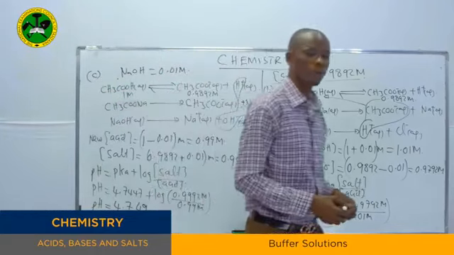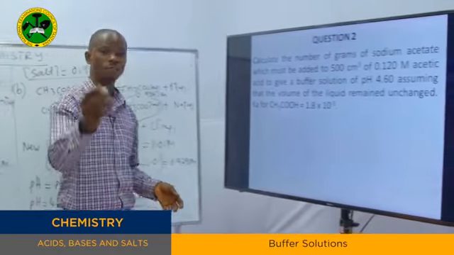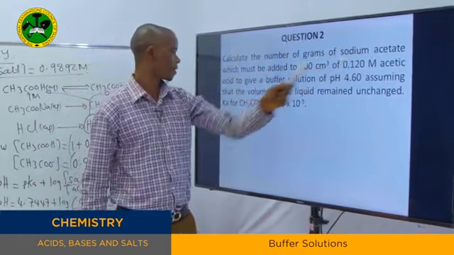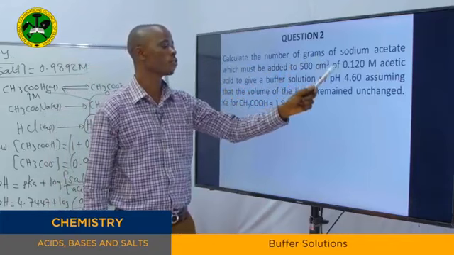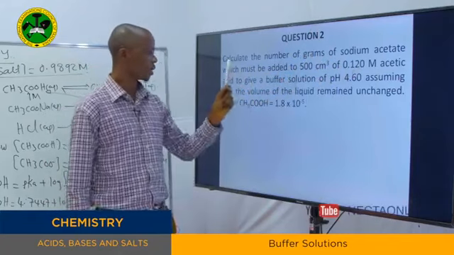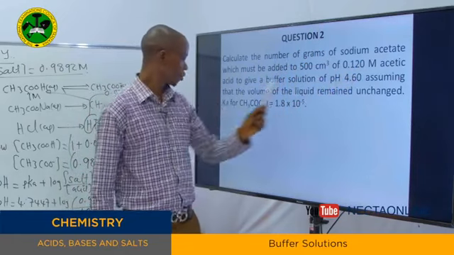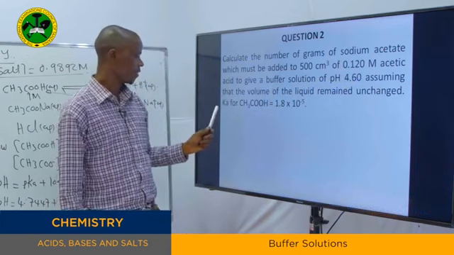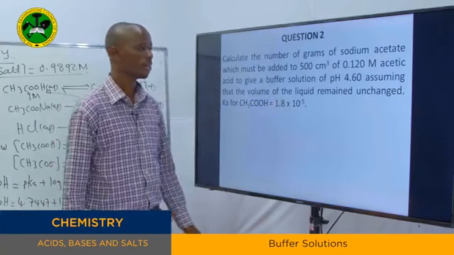Now from there, we can go to question number 2. It is very simple. Now question number 2 says, calculate the number of grams of sodium acetate which must be added to 500 centimeter cubic of 0.120 molar acetic acid to give a buffer solution of pH 4.6, assuming that the volume of the liquid remains unchanged, and you are given the ionization constant for the acetic acid is 1.8 times 10 raised to negative 5.